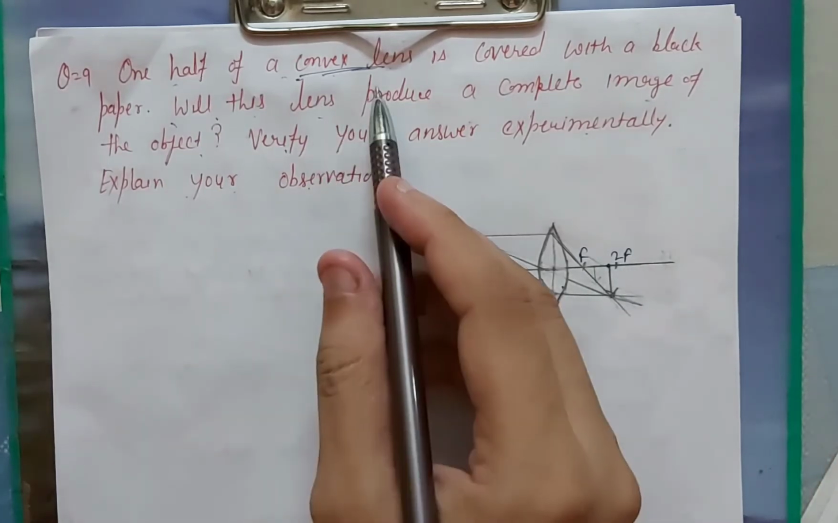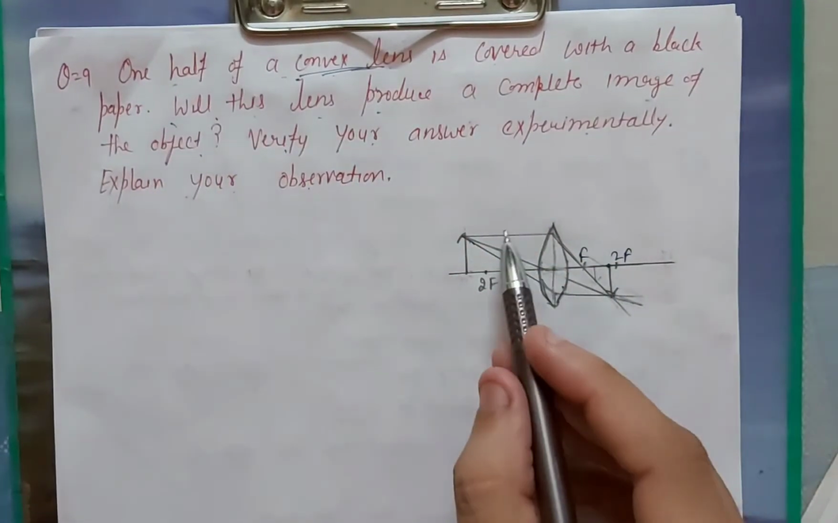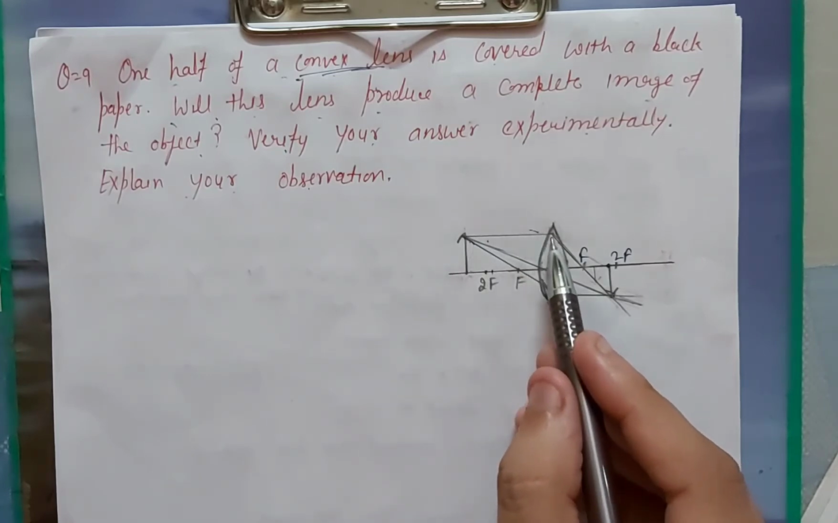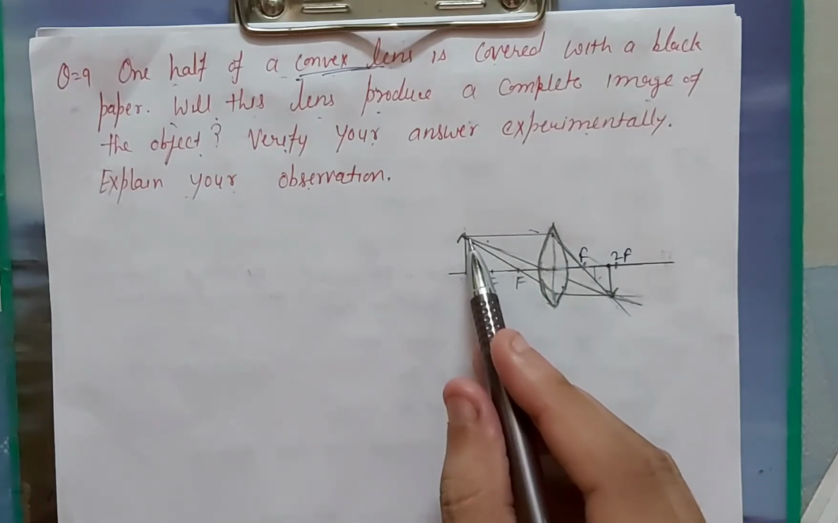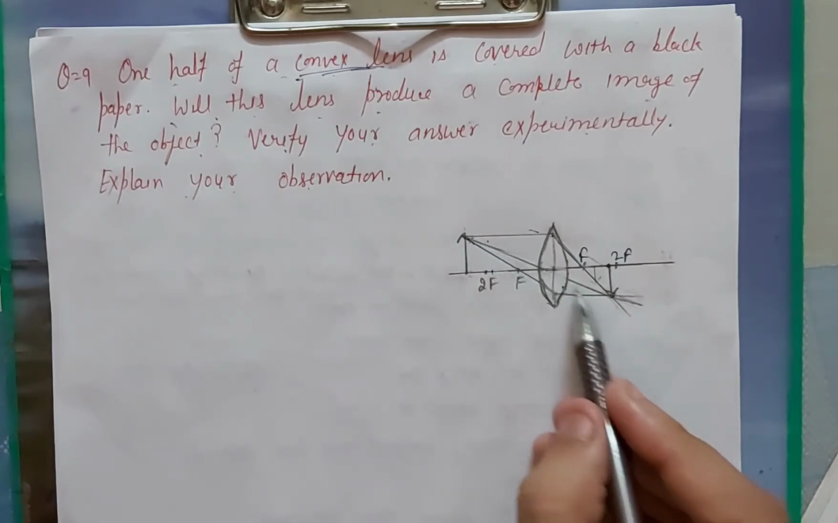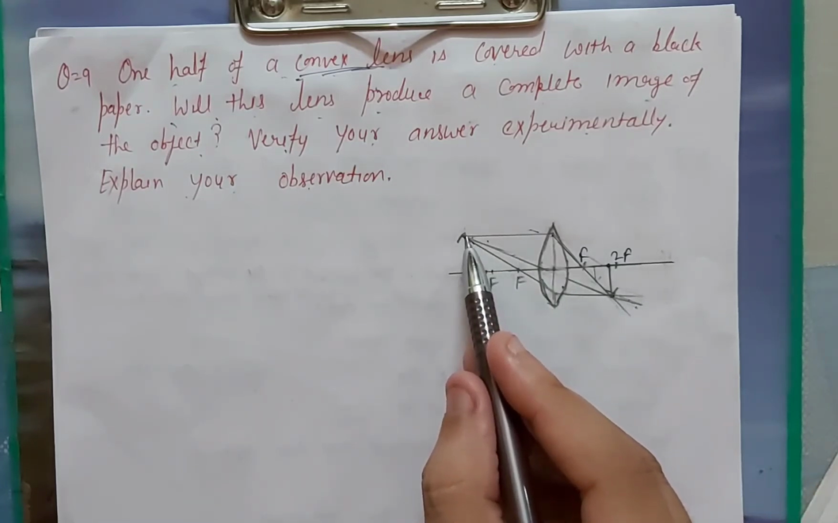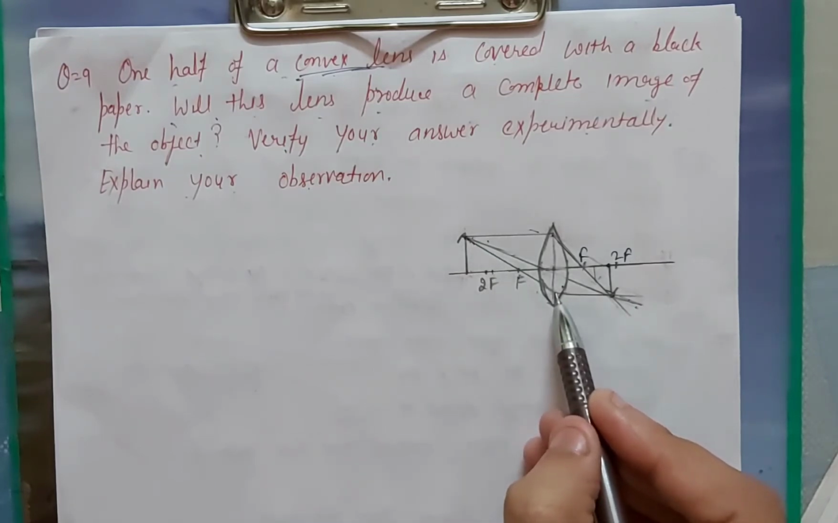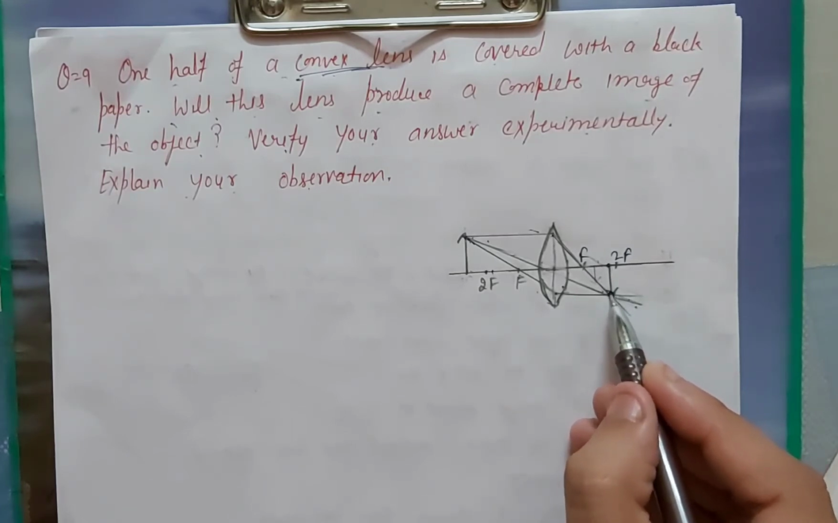Now suppose, according to the question, we cover one half of the lens. As we know, if a ray is parallel to the principal axis, after refraction it will pass through the focus. And this is the second rule: when a ray of light goes through the optical center, it goes without any deviation. If any ray before refraction comes from the focus, then after refraction it will be parallel to the principal axis. So all rays meet here.